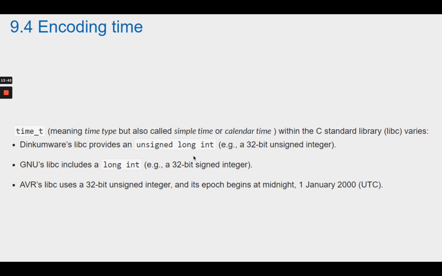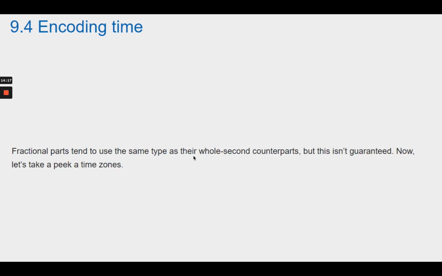time_t, meaning time type, but also called simple time or calendar time, within the C standard library, libc, varies. Dinkumware's libc provides an unsigned long int, e.g. a 32-bit unsigned integer. Newlib includes a long int, e.g. a 32-bit signed integer. AVR's libc uses a 32-bit unsigned integer, and its epoch begins at midnight, the 1st of January 2000, UTC. Fractional parts tend to use the same type as their whole second counterparts, but this isn't guaranteed.